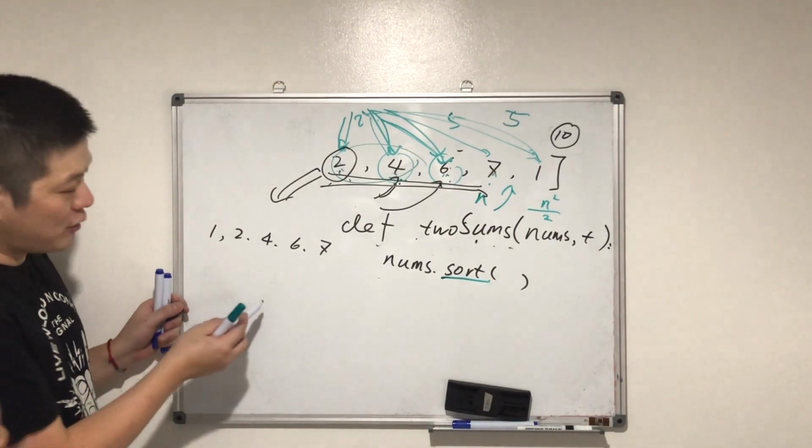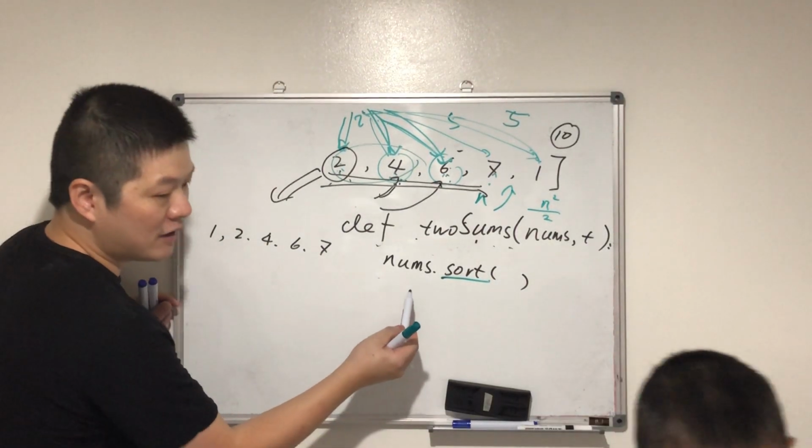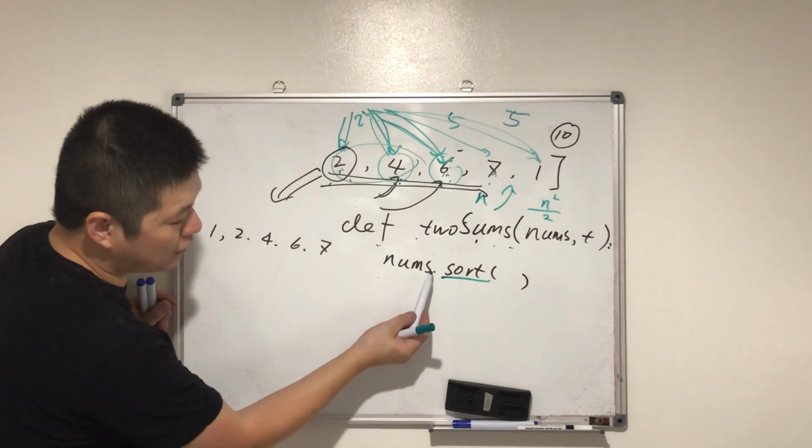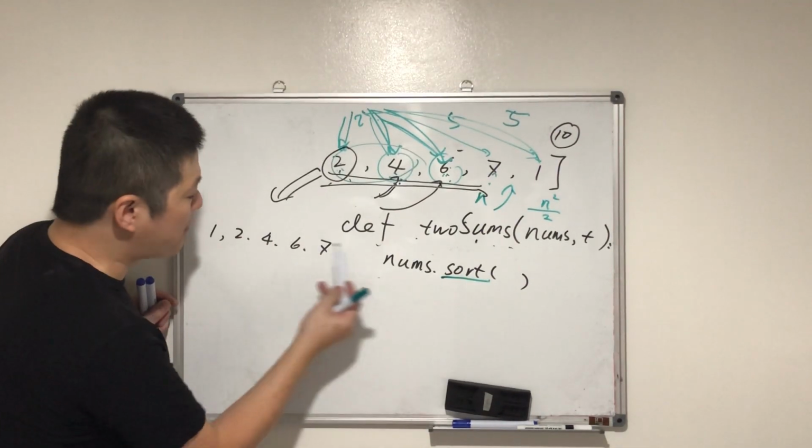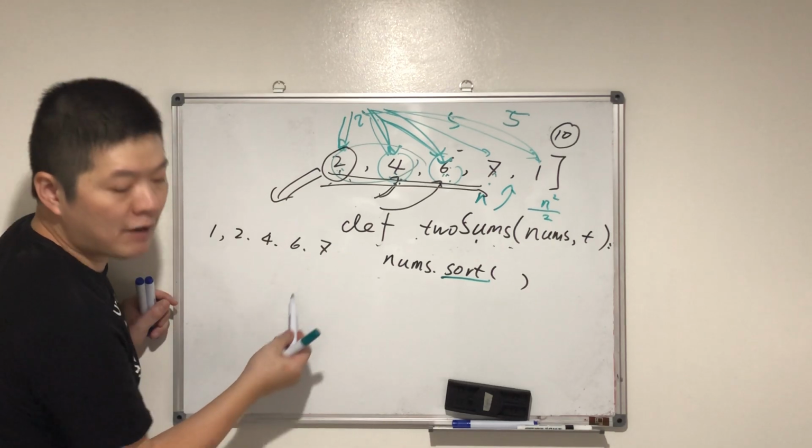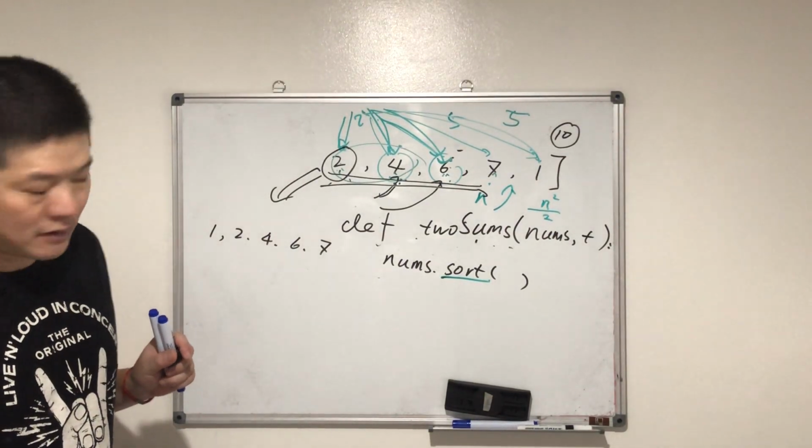Yes? Will become in order. When you do this dot sort, these numbers will become in order. Eric, listen. Ryan, listen up, please.